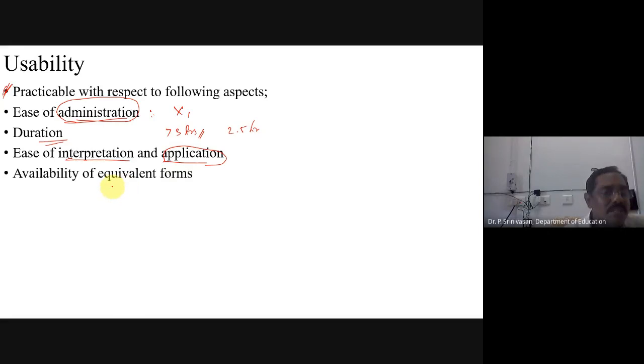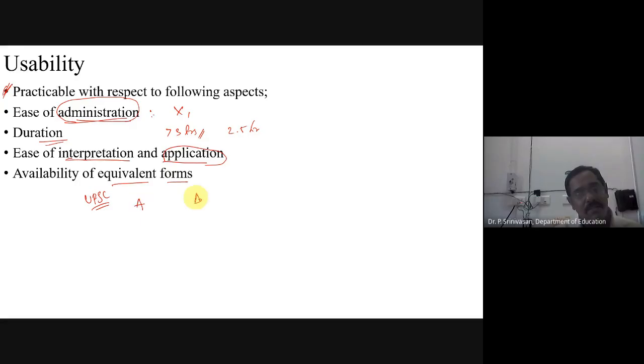The last one, what is an equivalent form? What are the equivalent forms of a test? In UPSC, or any public service commission examination, have you noticed we will be having set C, set D? Since we are sitting nearby in a classroom, they will give different questions so that copying will be avoided.